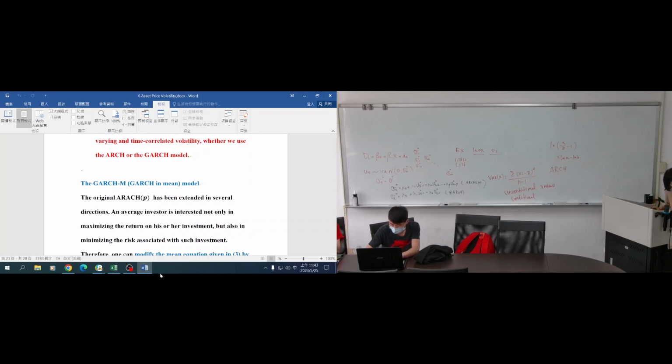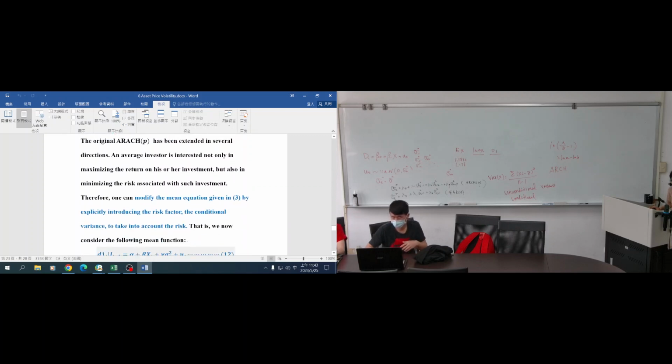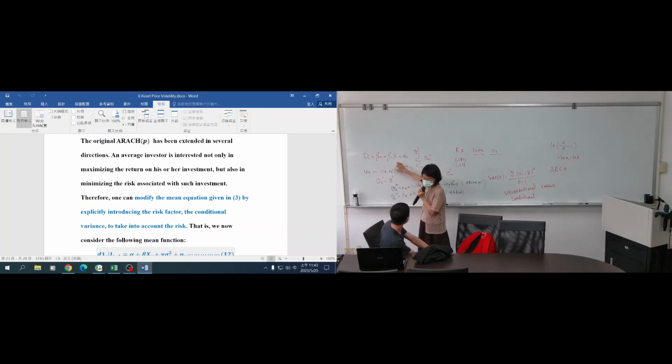Okay, so this original GARCH(p,q) has been extended in several directions. An average investor is interested not only in maximizing the return on his or her investment, but also in minimizing the risk associated with such investment. So if we can modify the mean equation, so far we are modifying the variance equation. The GARCH-M means modify these parts.